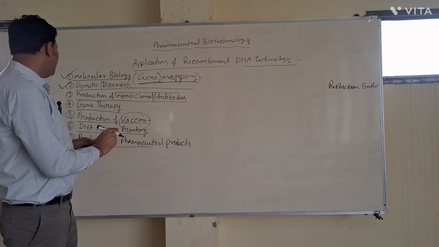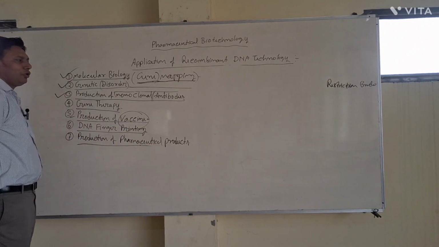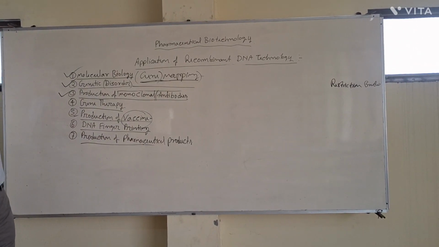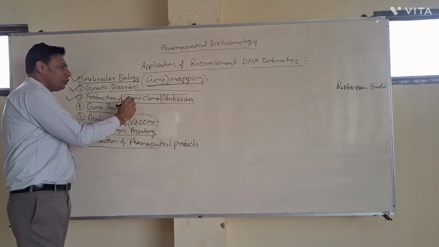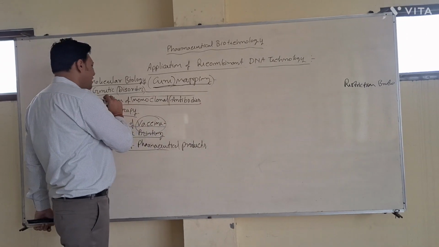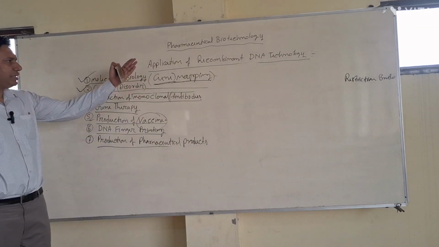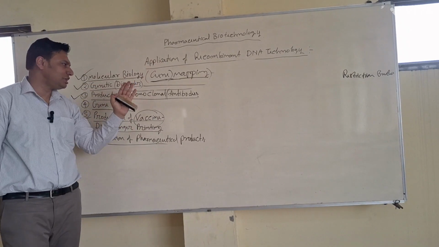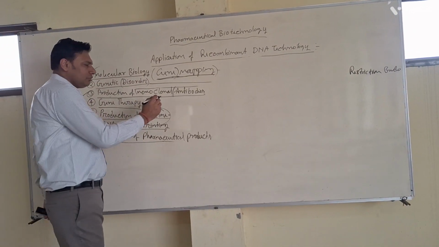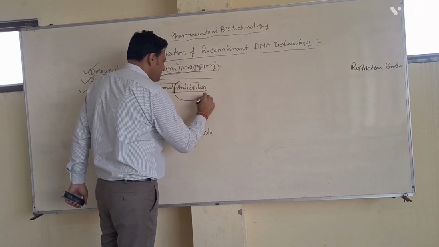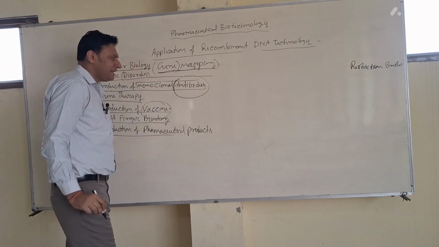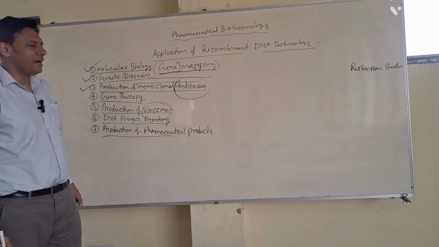The next technique, the third technique, is the production of monoclonal antibodies. This is the third application which we are using in recombinant DNA technology. From the very basics, we will understand what we mean by antibodies.